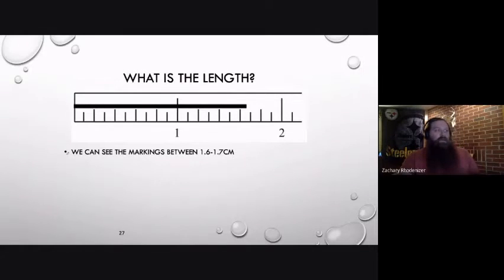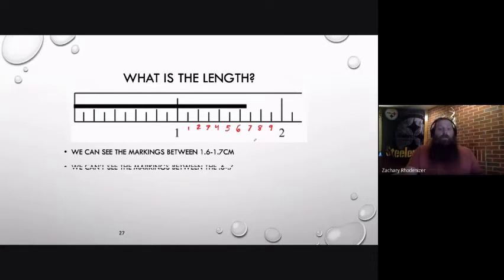So we can try some of those, right? We look at this. We know that the marking is between 1.6 and 1.7 centimeters, right? So I can count those off. 1.1, 2, 3, 4, 5, 6, 7, 8, 9, and 10 millimeters would make the second centimeter.